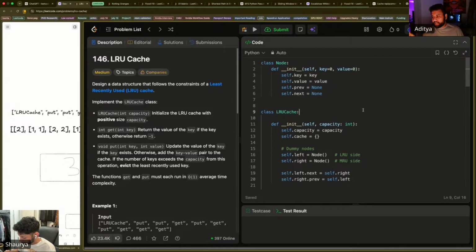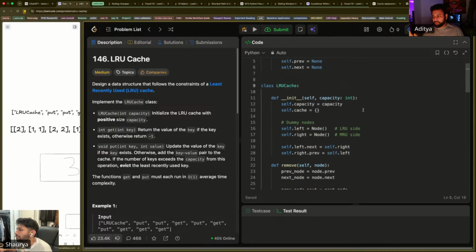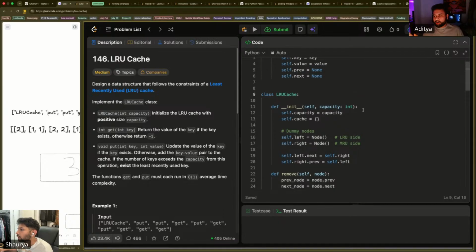Now, if we take a look at our LRU cache, we are initializing capacity, as we know, and initializing a cache dictionary, right? And we are initializing two nodes, self dot left and self dot right. These are LRU side and MRU side, directional nodes that will help us direct where we are going to point. So least recently used and most recently used.